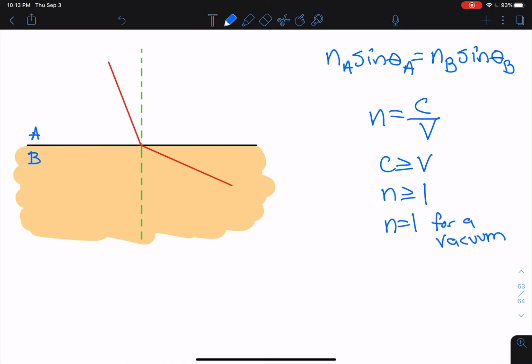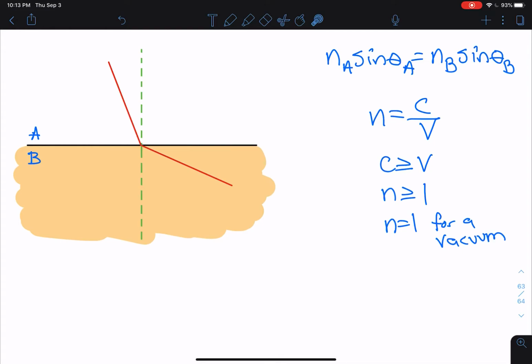Now these angles are measured relative to the normal. So I've got an example over here. These red lines are the path that the light rays would follow. So for example, I've got light coming in here, and it gets to this interface. Up here, this is material A, and down here, this is material B. So light comes in, and then it hits the interface, and it's bent.